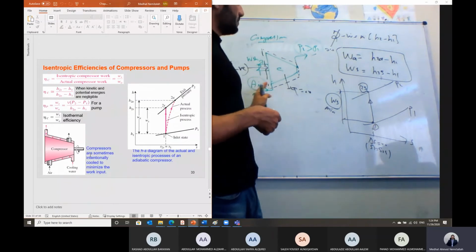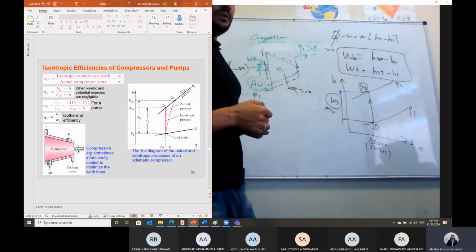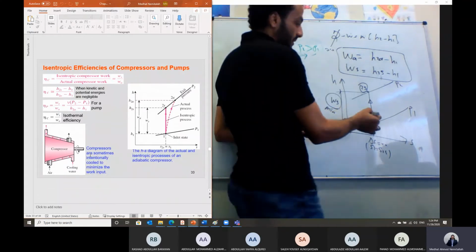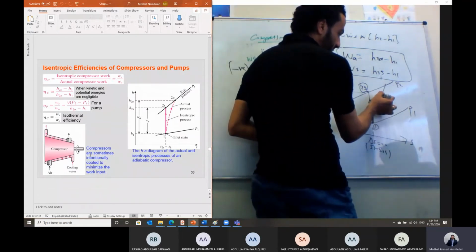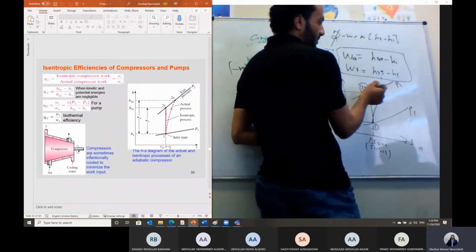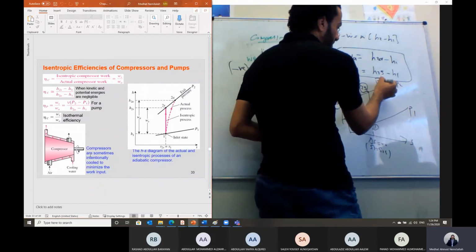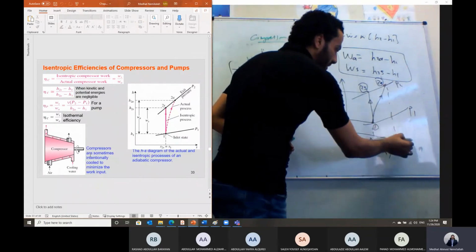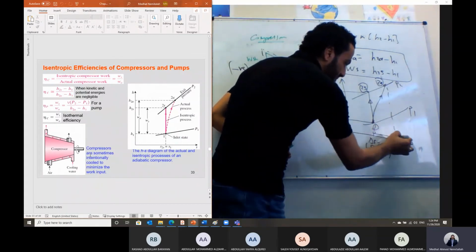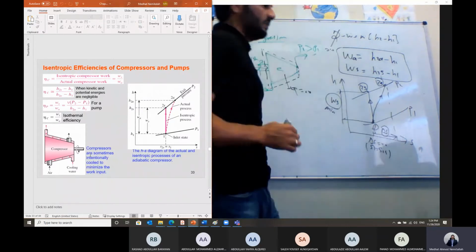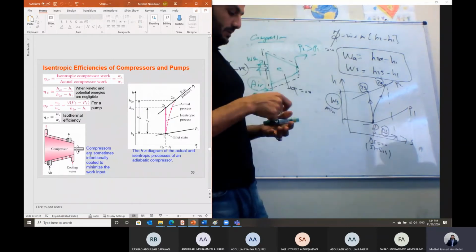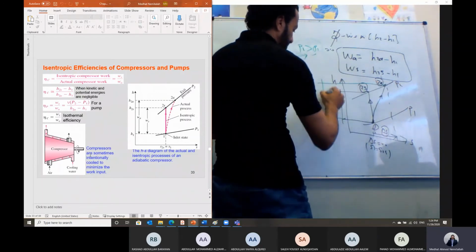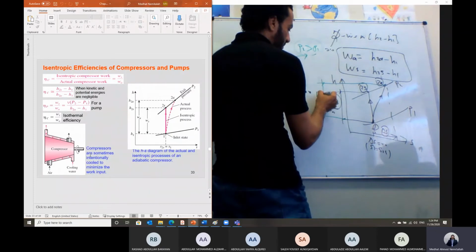And those losses will appear in terms of entropy generation within the system, and it will result in an increase of the entropy. So instead of leaving at point 2S, it will be leaving at point 2A, which is the actual exit condition. And in this case, we should have some difference in the entropy, delta S, due to the irreversibilities within the system. The difference between H1 minus H2 actual should give us an indication about what?